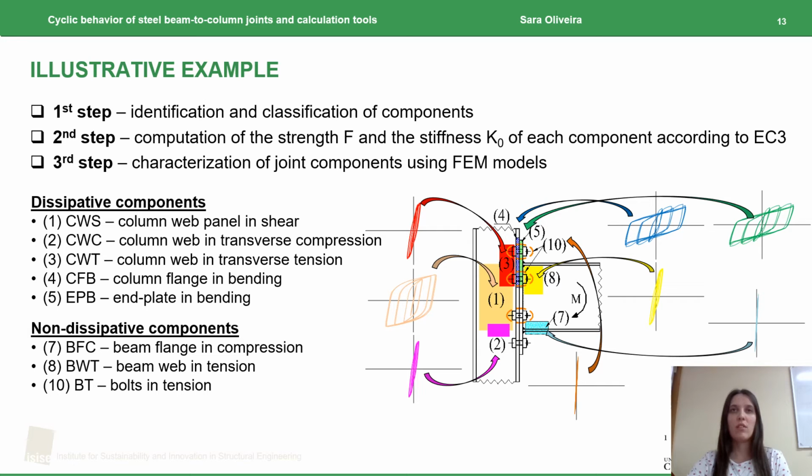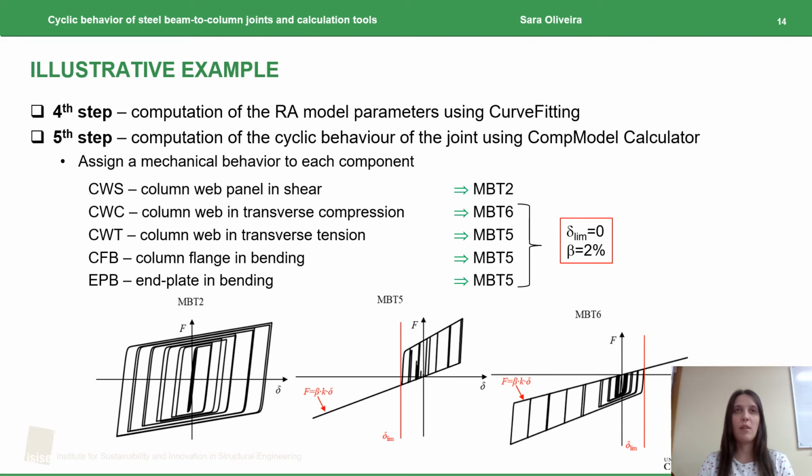Following, characterization of the joint components is performed using finite element models to extract force-deformation curves of each component, in accordance with Augusto's proposal. In the fourth step, those curves were introduced in curve fitting to compute the Richard-Abbott parameters. Then, in CompModel Calculator, a mechanical behavior is assigned to each dissipative component in order to guarantee that the components are only active in tension or in compression as it is expected.